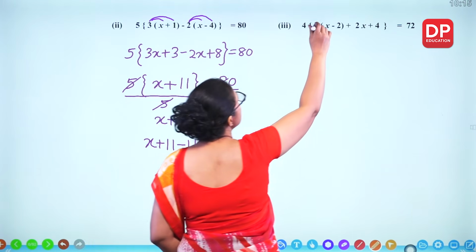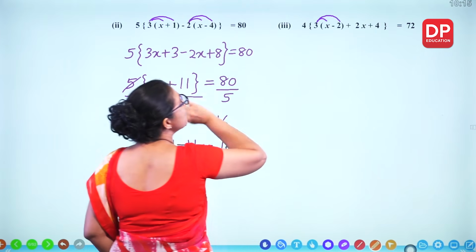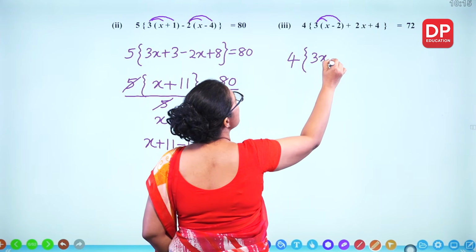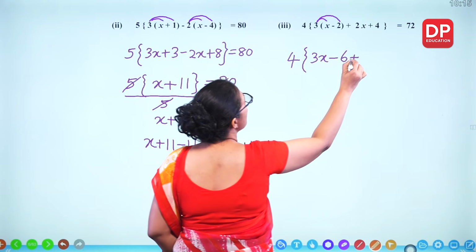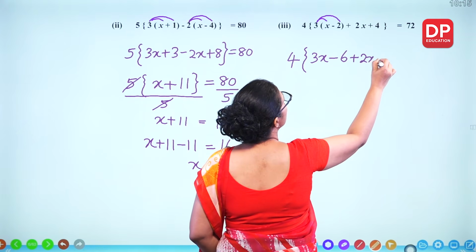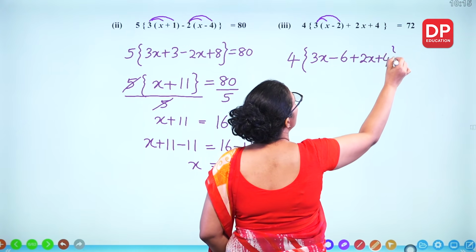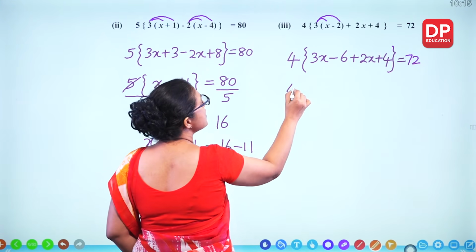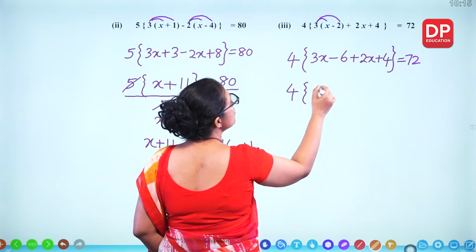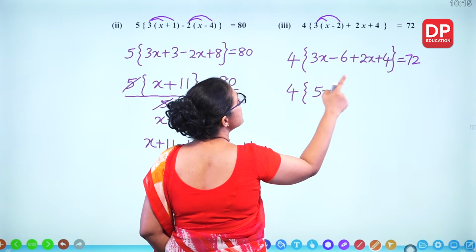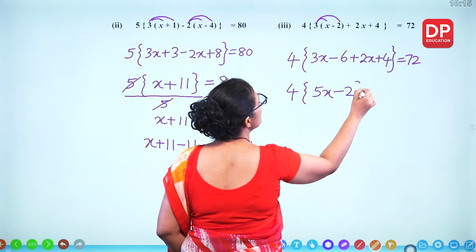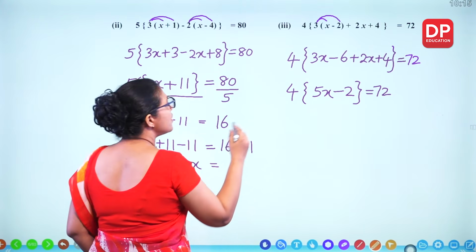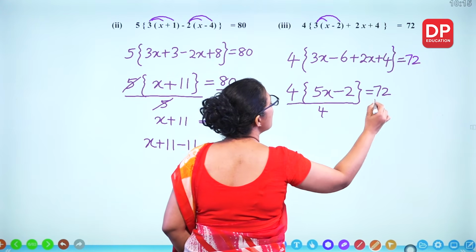There's one bracket inside, so you can remove that one first. 4 is there. 3 times x, 3x minus 6 plus 2x plus 4 equals 72. Simplify inside. 3x and 2x, 5x. Minus 6 plus 4, minus 2 equals 72. Now divide both sides by 4.